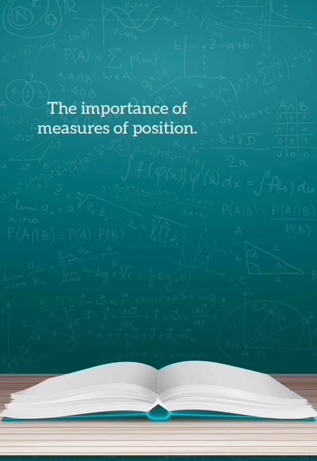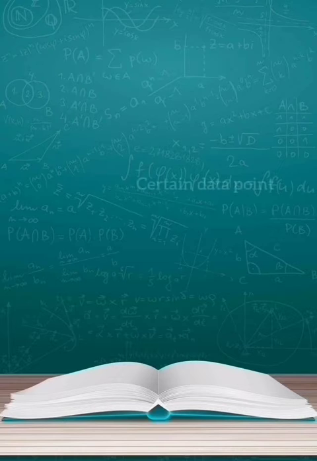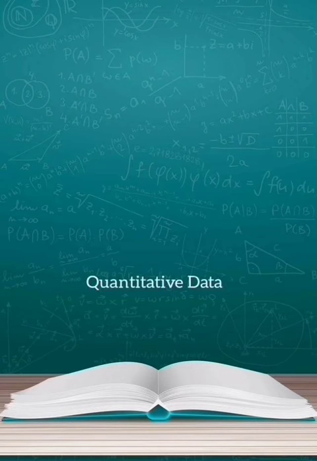What is the importance of measures of position? Measures of position give us a way to see where a certain data point or value falls in a sample or distribution. A measure can tell us whether a value is about the average or whether it's unusually high or low. Measures of position are used for quantitative data that falls on some numerical scale.